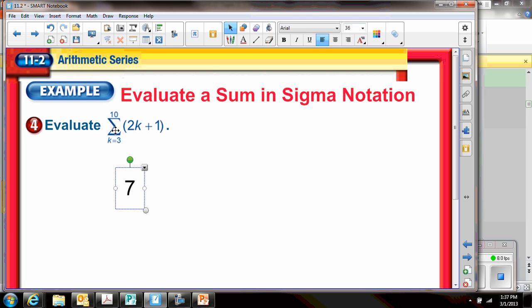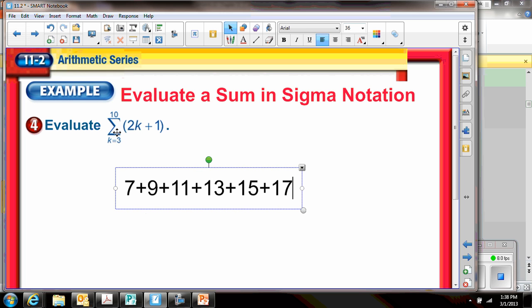Sum for sigma means plus. So I go plus, and I plug in the next integer in line. The next integer in line has to be 4. So 2 times 4 is 8, plus 1 more is 9. Then I plug in 5. 2 times 5 plus 1 is 11. Then I plug in 6. 2 times 6 plus 1 is 13.